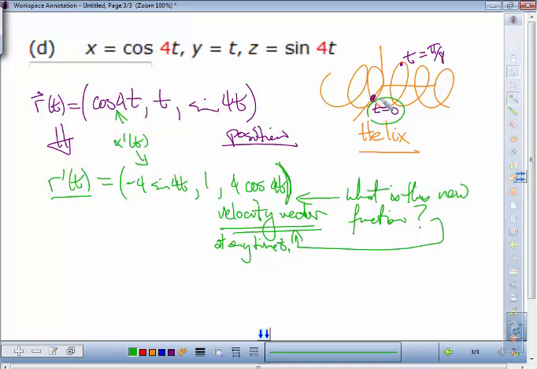Now, if I want to find the velocity vector at specific times, I can just put in those values of time. So when t equals 0, for example, r prime of 0 becomes 0, 1, 4.